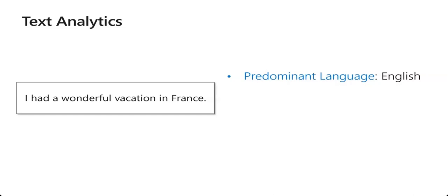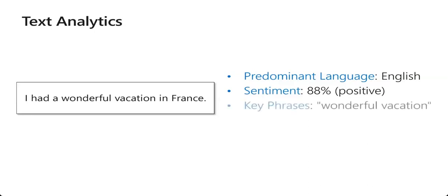Next up, the service, and we had 4, remember? It can evaluate the sentiment of the text. So let's see what a sentiment analysis does. 88% positive, because wonderful is seen as a positive thing. And the third one is it can detect key phrases. So what would be the key phrase here? Wonderful vacation. And the last thing, this is entity recognition. My guess is that France would be an entity here. And indeed, it correctly identifies France as an entity. So really a simple example of text analytics.